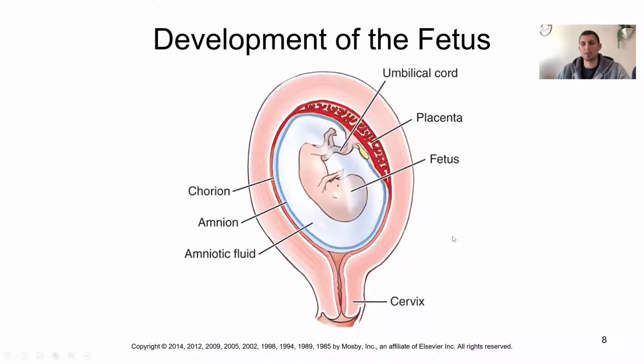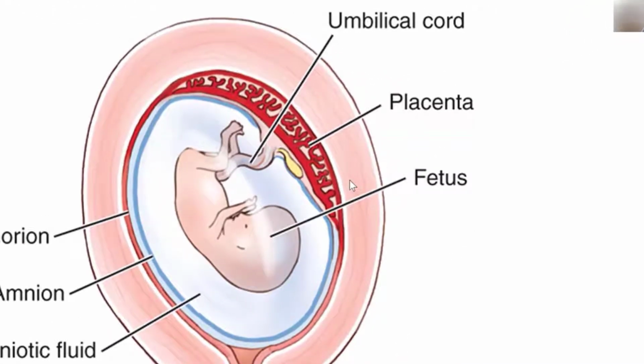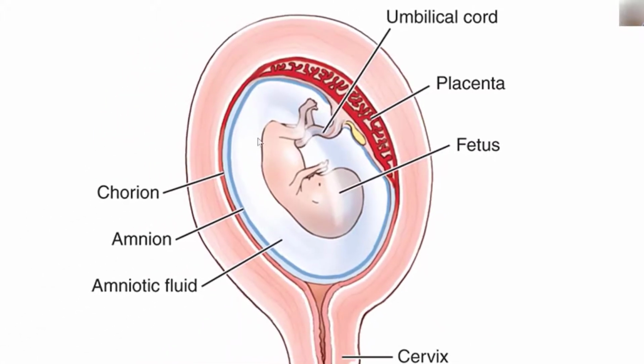Here we have a nice little diagram of the fetus, and we can see here that the placenta is attached to the uterine wall. We can see the amniotic fluid inside the placenta, and then we have the amnion, which is that inner lining, and then the chorion, the outer lining of that placenta.